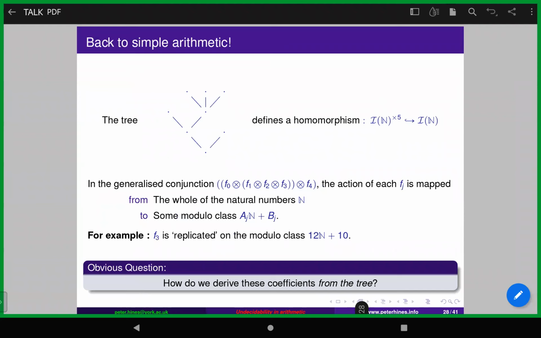This gives the homomorphism from 5 copies of a monoid to a single copy. If we apply this to, say, F0 all the way up to F4, each of these Fj is replicated on some modulo class within the natural numbers. So if we look at F3, this is replicated on the modulo class 12n plus 10. We can prove that by an inductive argument, of course, but really what I'd like to be able to do is simply take a tree and write down these numbers, 12 and 10, from the tree.